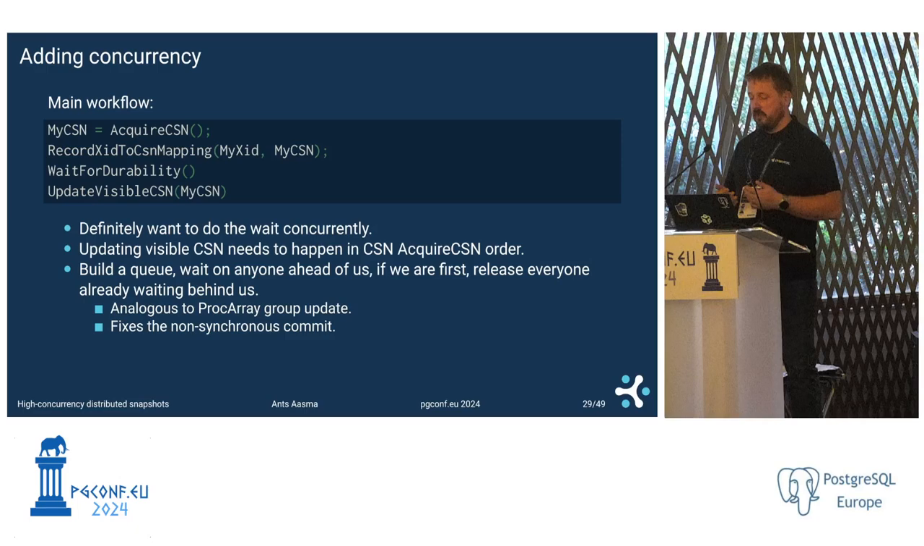The other option is we can also determine the CSN value after the commit. But then we have to communicate this to replicas as a separate record or over a separate channel. So there are a couple of different options, depending on when we acquire this commit order and how we sequence it with durability.